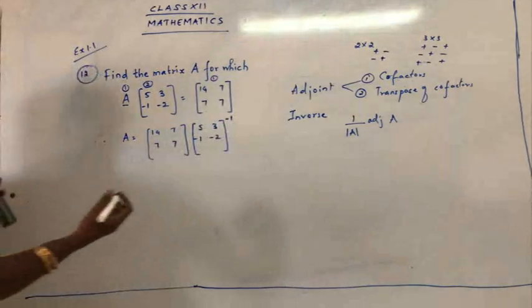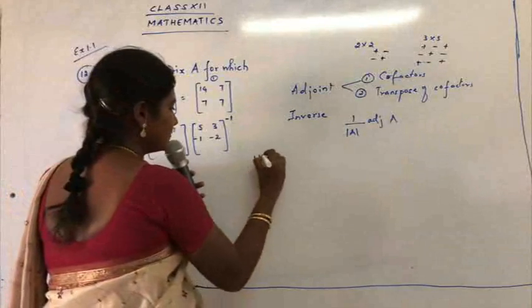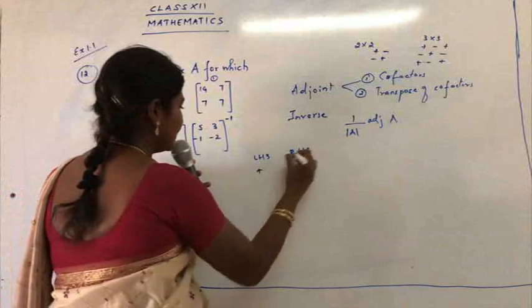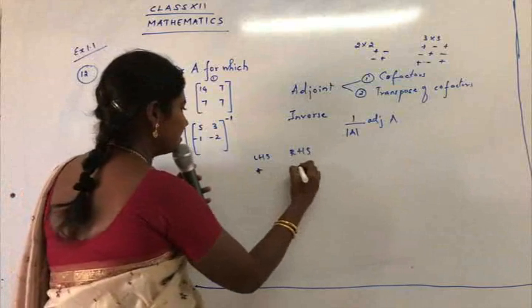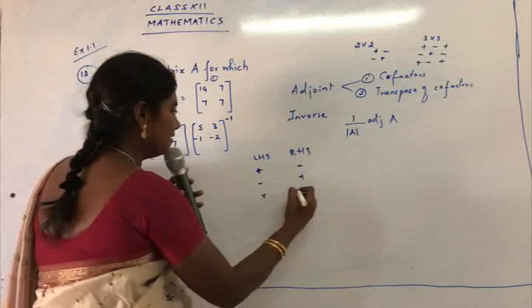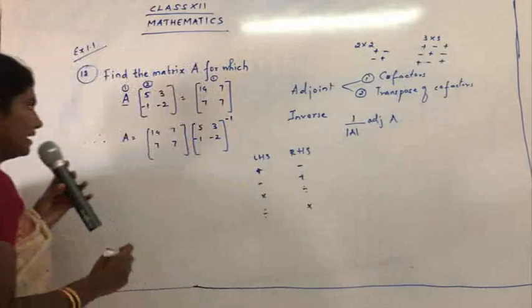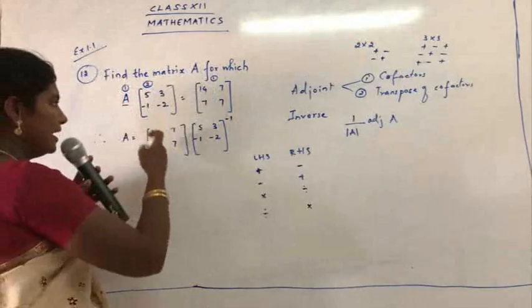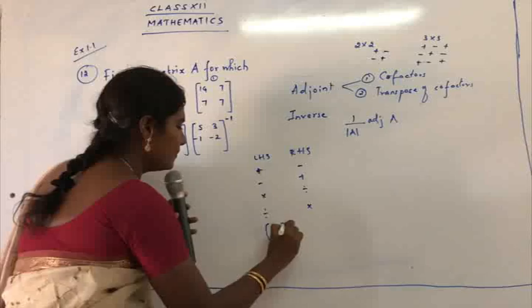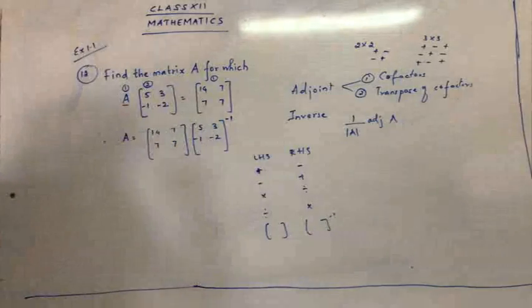See, actually we have a simple rule. Suppose we have LHS here and RHS here. When addition goes to RHS, it becomes minus. When minus becomes plus, multiplication becomes division, division becomes multiplication. Similarly, when you are transferring the matrix from LHS to RHS, what happens to the matrix? It becomes the inverse. So we have to follow all these rules.